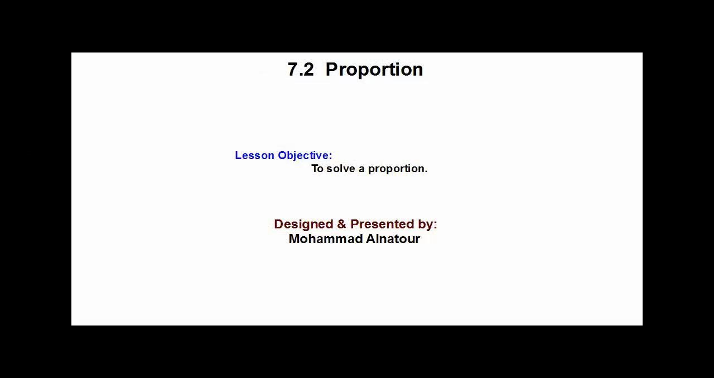Welcome back with a new lesson, 7.2 Proportion. Our lesson objective is to solve a proportion.